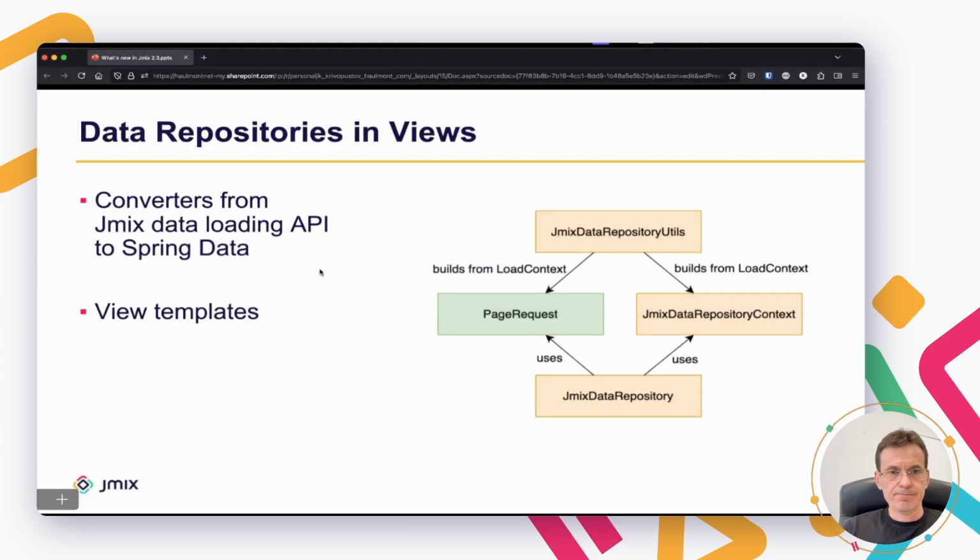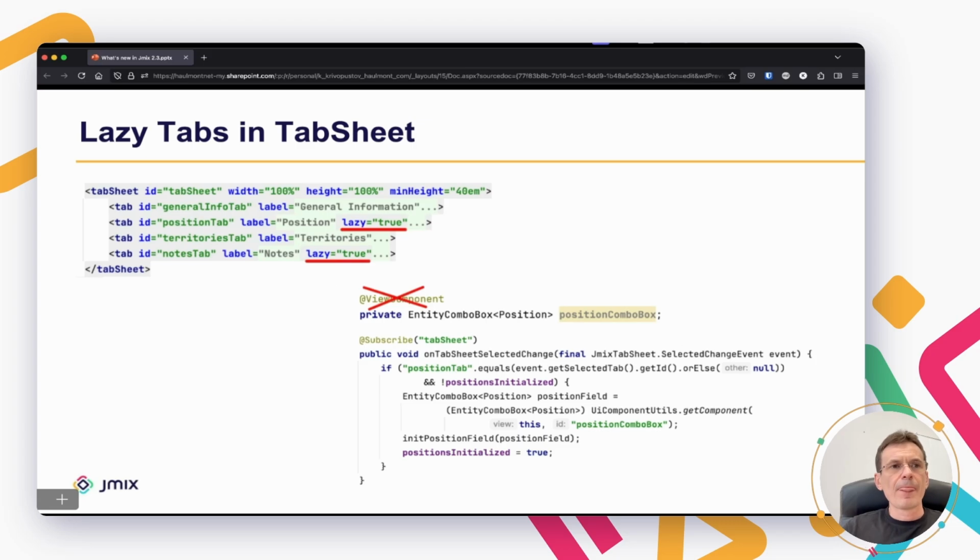Back to slides. The next feature is about tab sheet component. In this release, we added the option to make a tab lazy. The content for that tab will not load automatically when the view opens. If you use this feature for tabs with lots of components and if they need to load extra data, your views will open faster and overall performance of the application will be better.